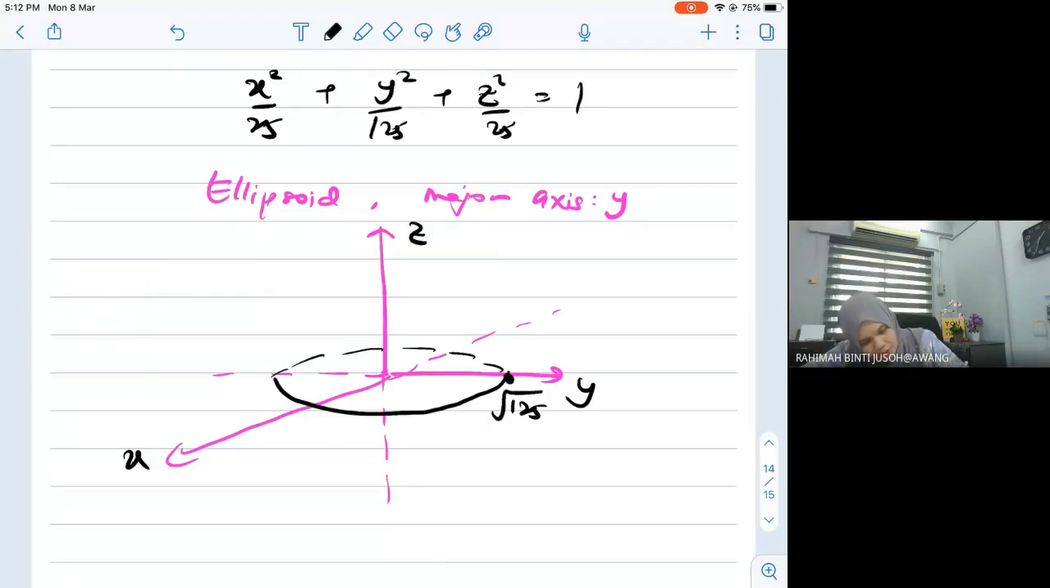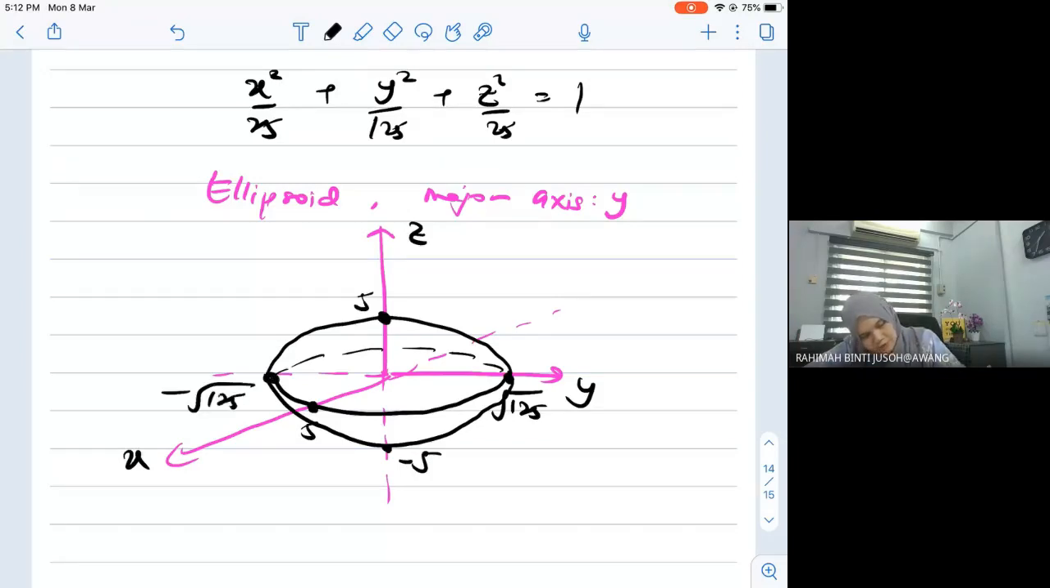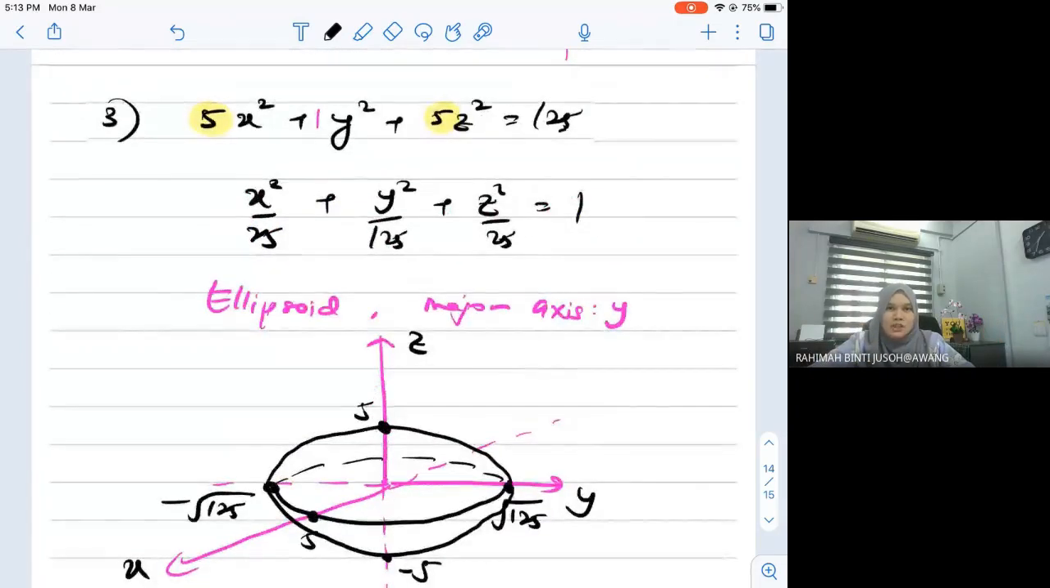Paksi Y. Paksi X sama dengan apa? 5. Okay. Paksi X 5. Tapi paksi Y square root of 125. Okay, now buatlah bumbung atas dia. Tapi dia lepeh je lah guys. Sebab dia ellipsoid. Okay, ellipsoid. Dia macam tu. Dia macam bola rugby. Okay, dia kecil je. Paksi Z dia 5 juga. Bawah ni negative 5. Cuma paksi Y je. Square root of negative 125. Dia panjang pada paksi Y. Okay, understand guys? Untuk ellipsoid.